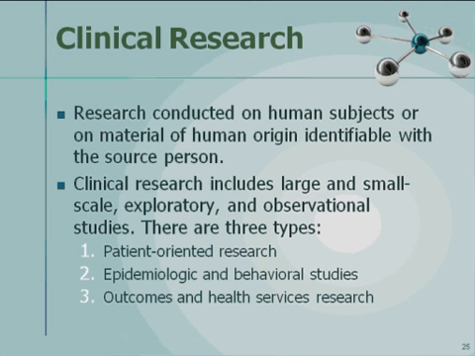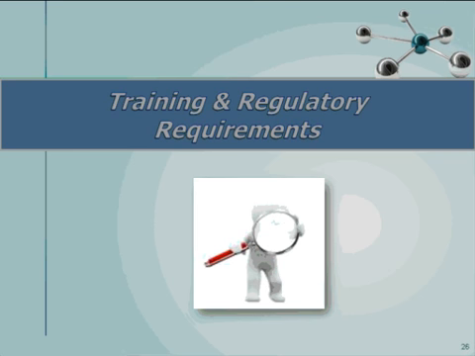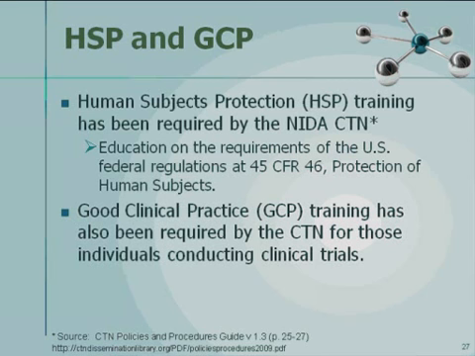So this gets into the clinical research, which is primarily what we're doing, which is with human subjects, and there are multiple different types of research that can be conducted within the context of clinical research, and they're listed below. So knowing what research is, then we go into what human subjects protection training is and GCP training is.